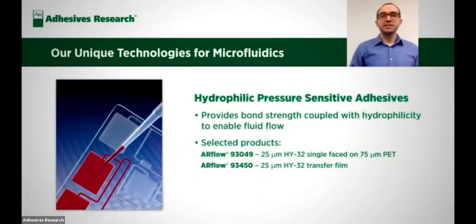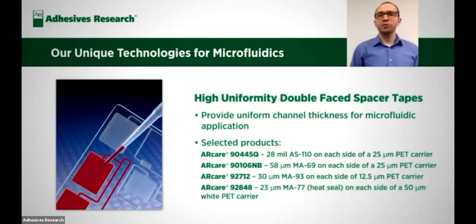Adhesives Research provides some really unique technologies in the area of microfluidics. One would be our hydrophilic pressure sensitive adhesives. So these are really unique products to provide both pressure sensitive adhesive strength as well as hydrophilicity, which allows for fluid flow and wicking of fluids into the channel. So we provide both a 93049, which is a single phase tape, and a transfer film 93450 for these types of applications. We also provide high uniformity double phase spacer tapes to define the channel of a microfluidic device.